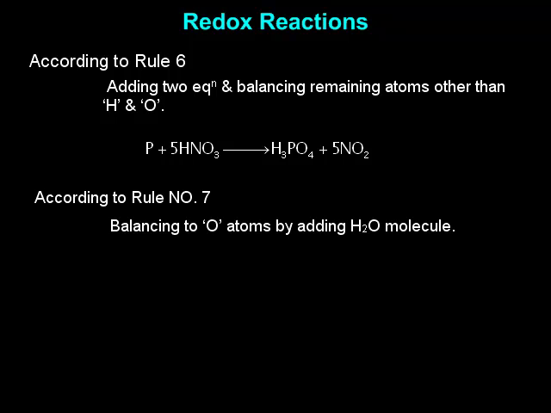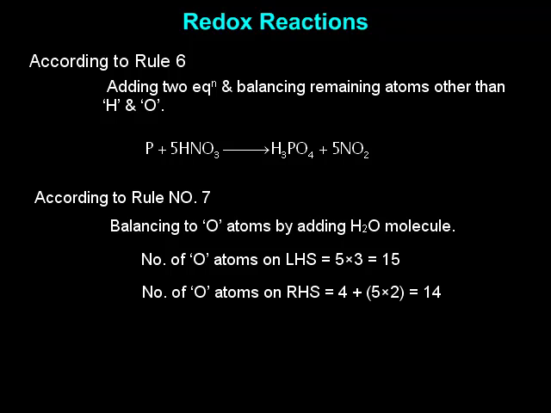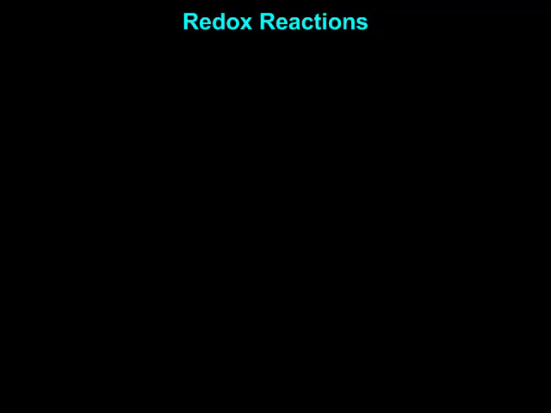According to rule 6, adding two equations and balancing remaining atoms other than H and O, P plus 5HNO3 gives H3PO4 plus 5NO2. According to rule number 7, balancing O atoms by adding H2O molecule. Number of O atoms on left hand side is equal to 5 into 3, which is equal to 15. Number of O atoms on right hand side is equal to 4 plus (5 into 2), which is equal to 14. P plus 5HNO3 gives H3PO4 plus 5NO2 plus H2O.